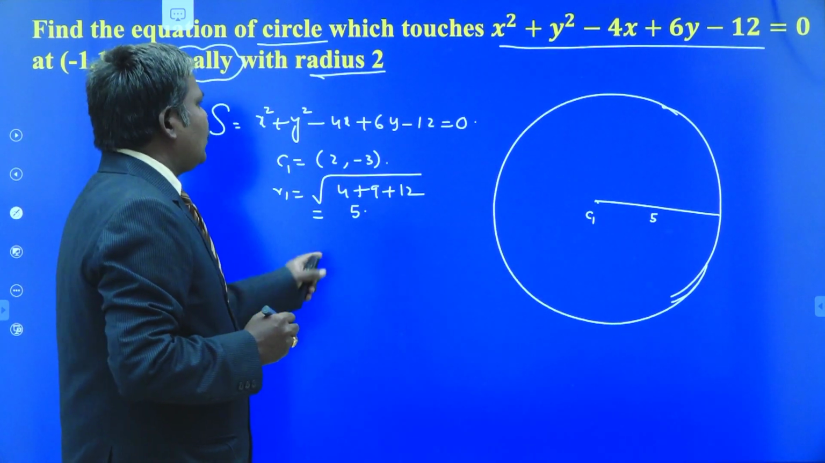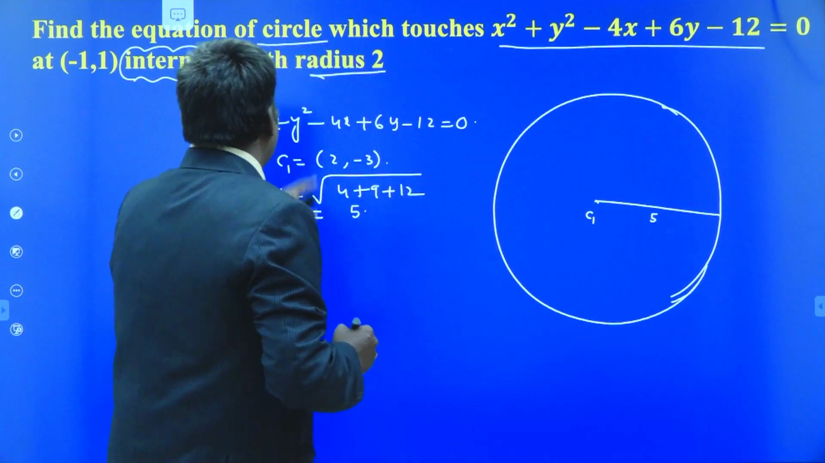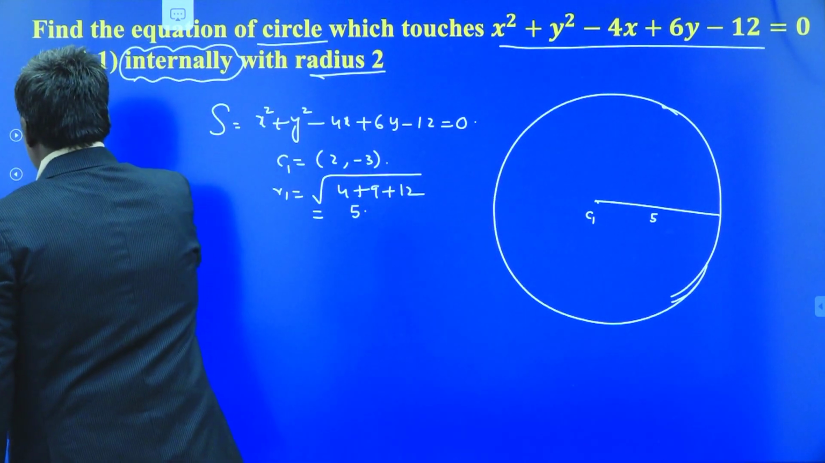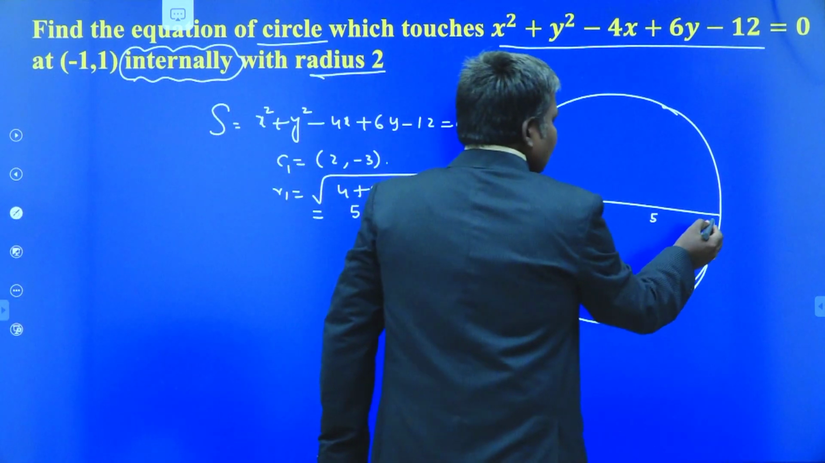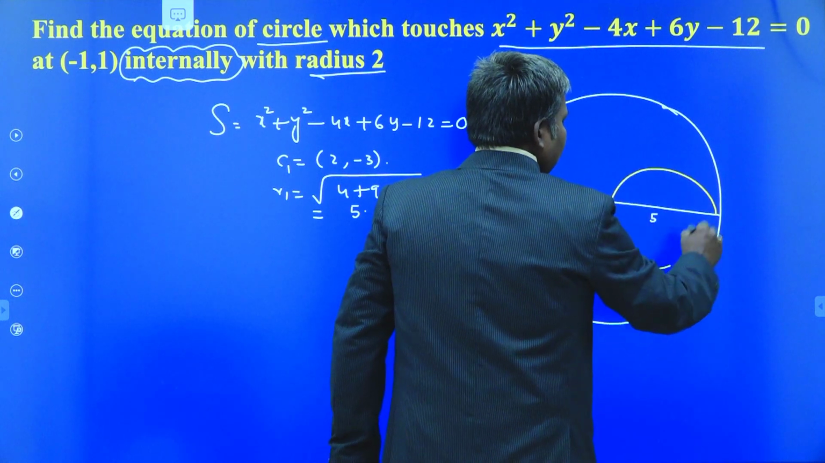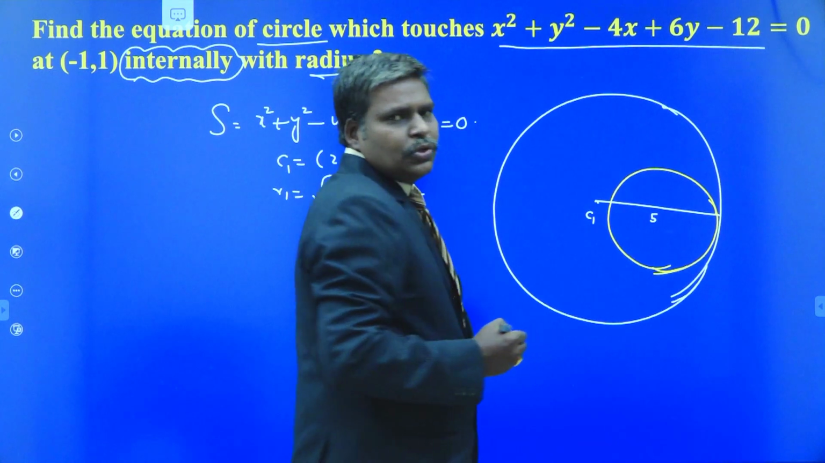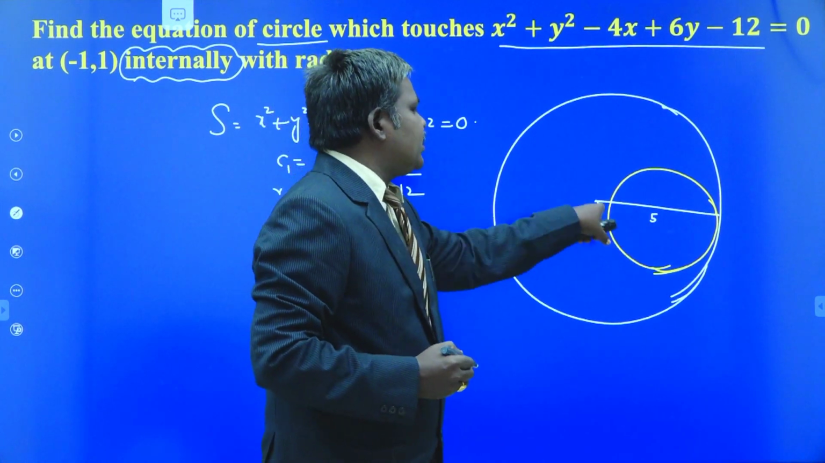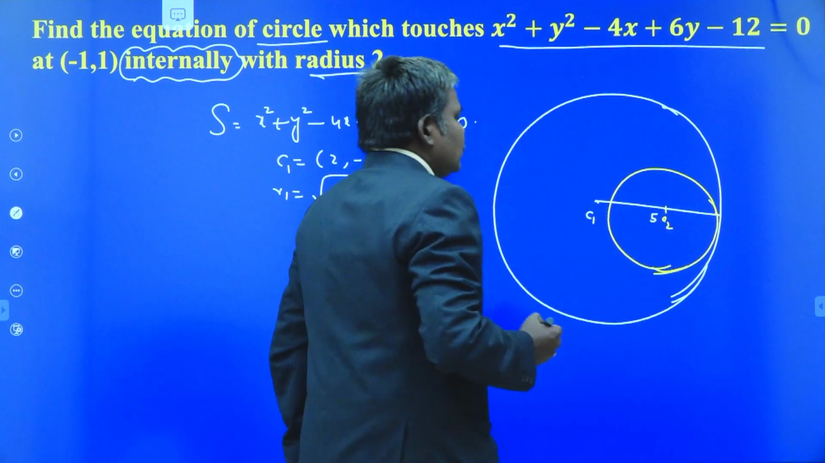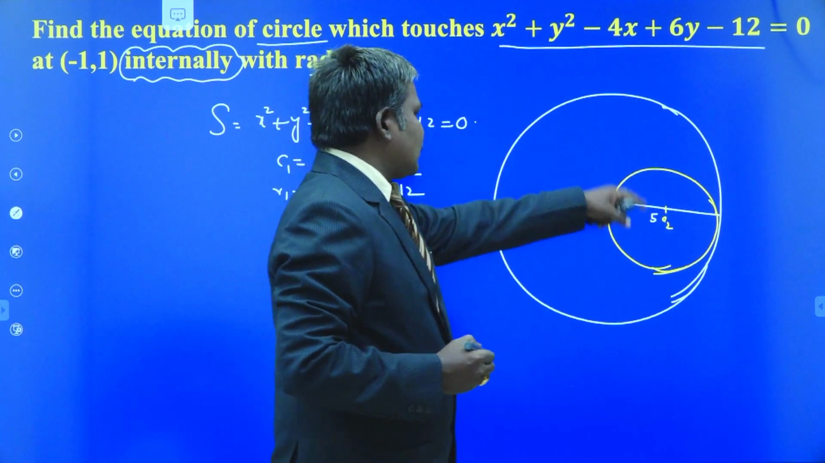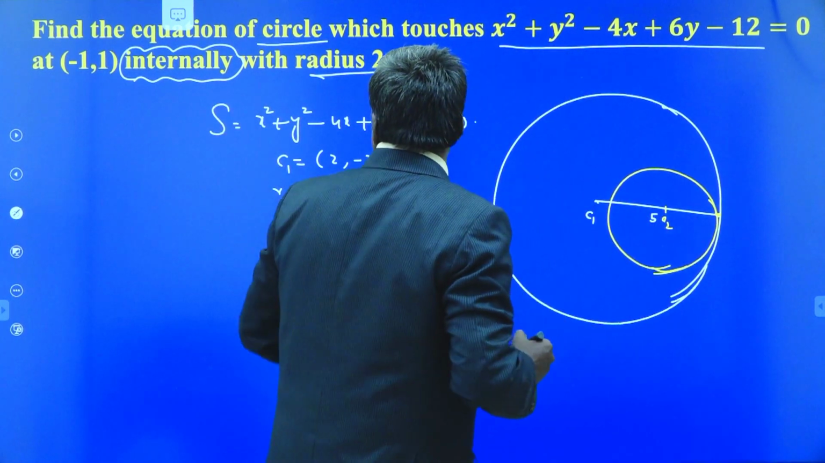Now we have to find the equation of circle which touches this circle internally with radius 2 units. So we have to find another circle with radius how many units? 2 units. That means 2 plus 2, 4 units is the diameter. This is the center of the circle, the small circle. Both the circles touch at this point. What is that point given to you? (Minus 1, 1).